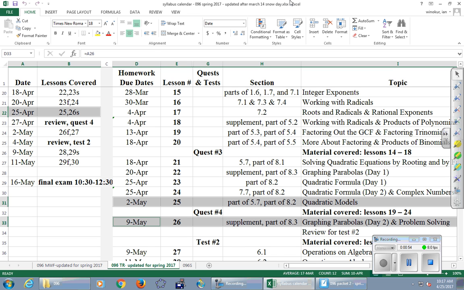Okay, and then it's going to be here before we know it, but May 16th, I'm pretty sure that's 3 weeks from today, for our final exam. On Tuesday during final exam week, 3 weeks from today.